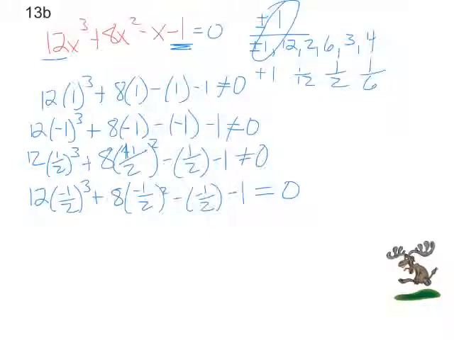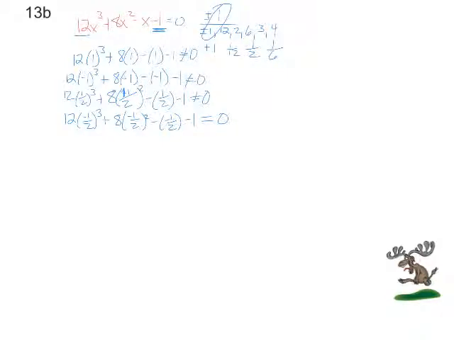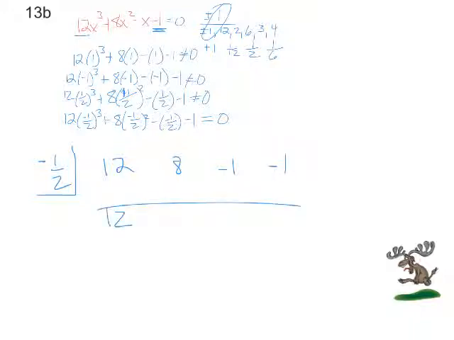So let's take that fact and apply that to our synthetic division. Since negative 1/2 is an answer, we can put negative 1/2 in the box and then do some synthetic division. 12 comes down. 12 times negative 1/2 is negative 6. 2 times negative 1/2 is negative 1. All right, there we go.